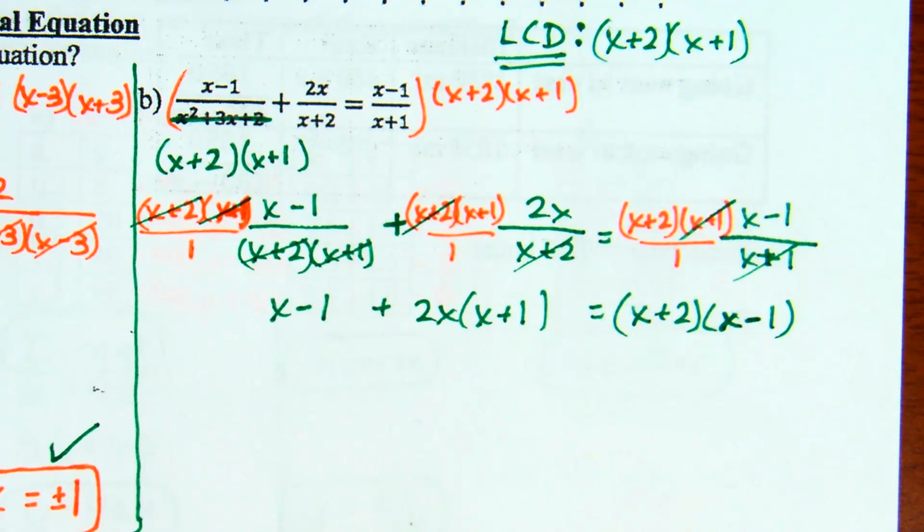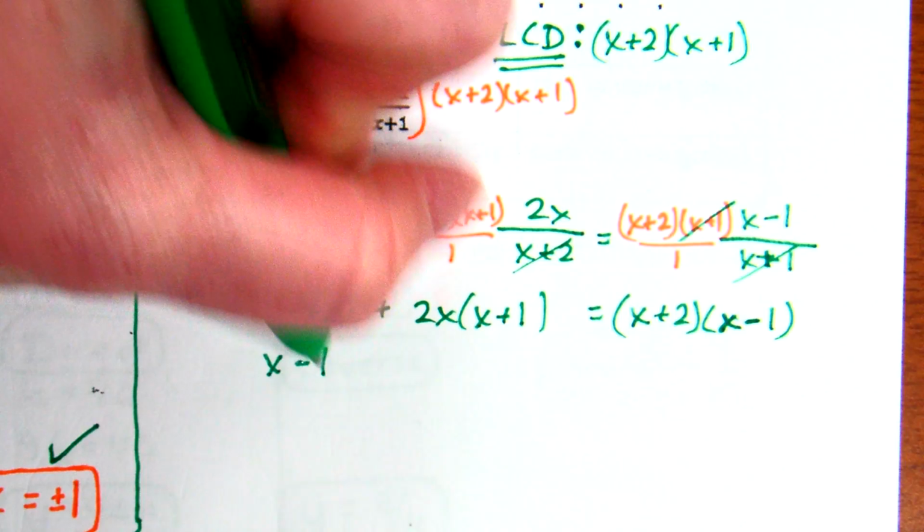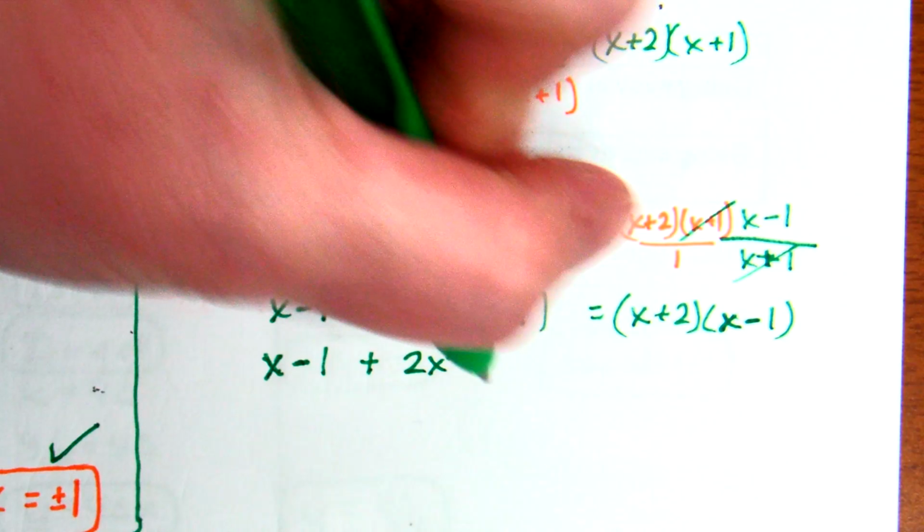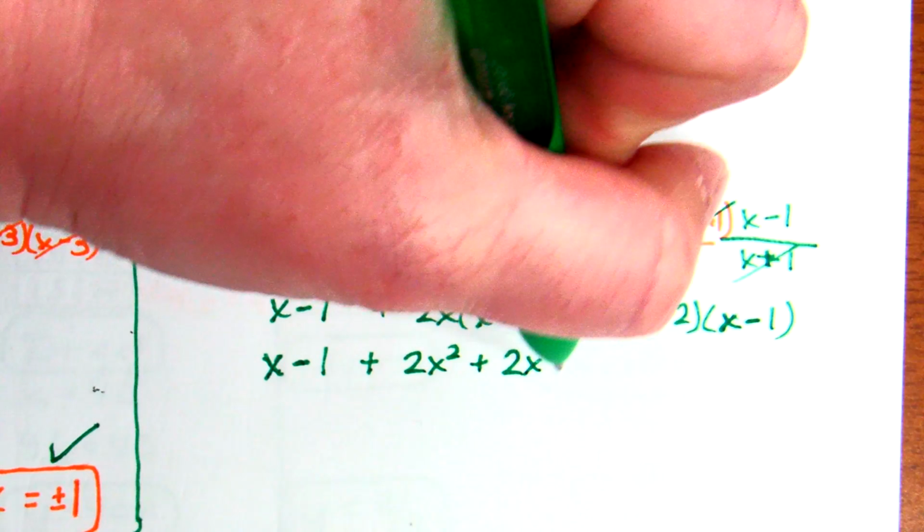So x minus 1 was already good. It's x minus 1 plus this 2x, which is going to distribute. What's 2x times x? 2x squared, plus 2x times 1? 2x. What about x plus 2 times x minus 1? We have to FOIL, don't we?